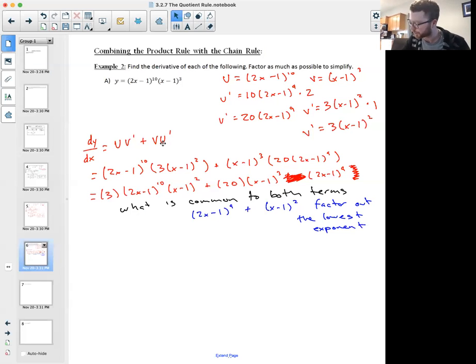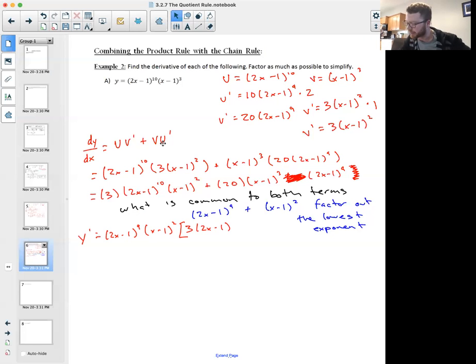Okay, so let's rewrite this as factored terms. So y prime is equal to, so we factored out 2x minus 1 to the 9. And we also factored out x minus 1 to the 2. And if we do that, we will be left with a 3. On the left side of the plus sign, we'll be left with a 3 and also 2x minus 1.